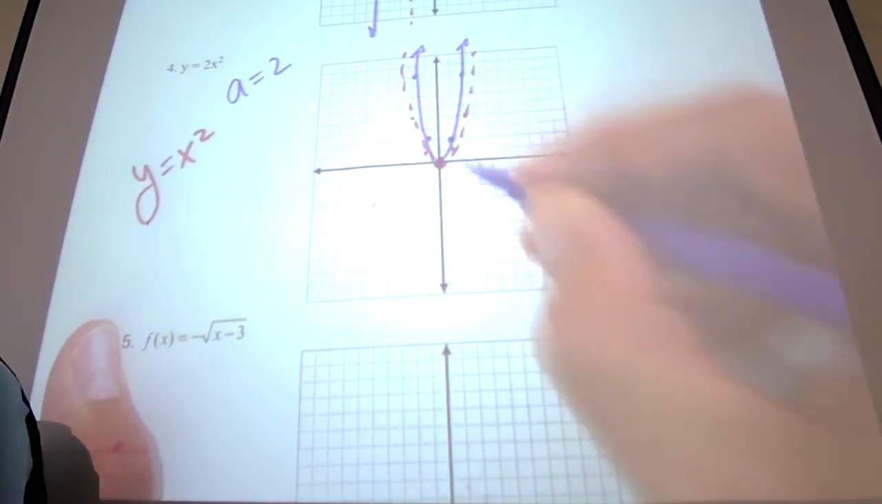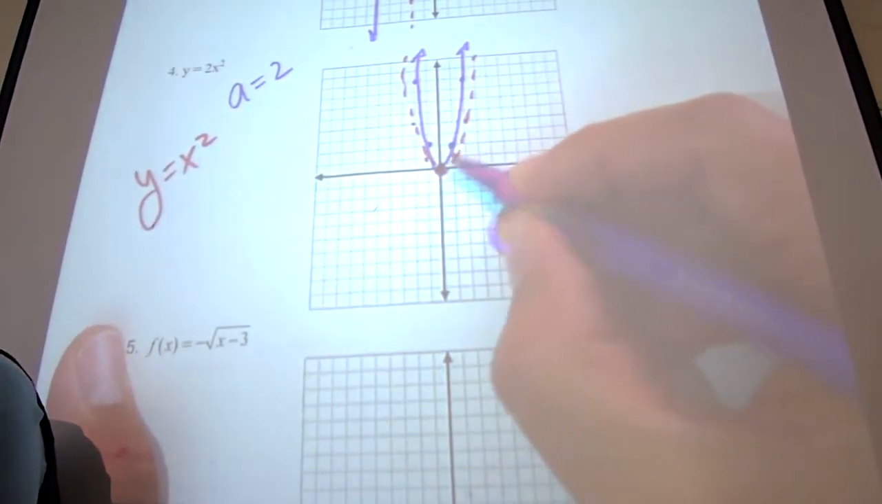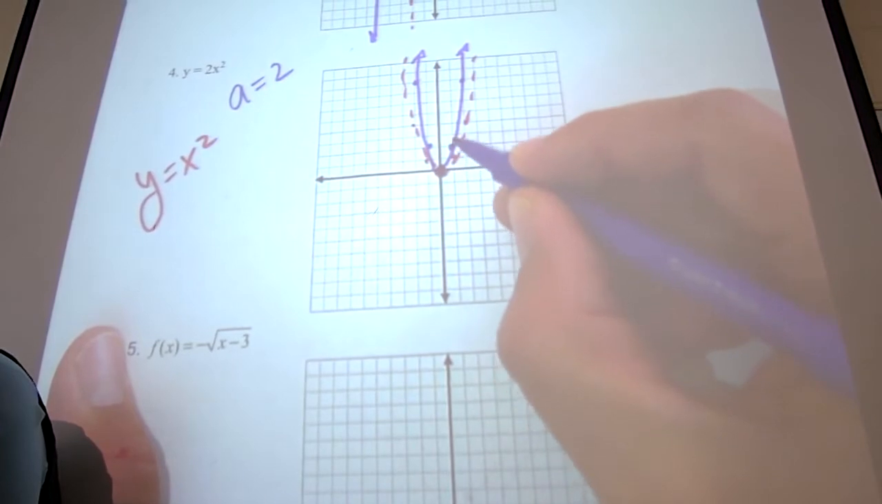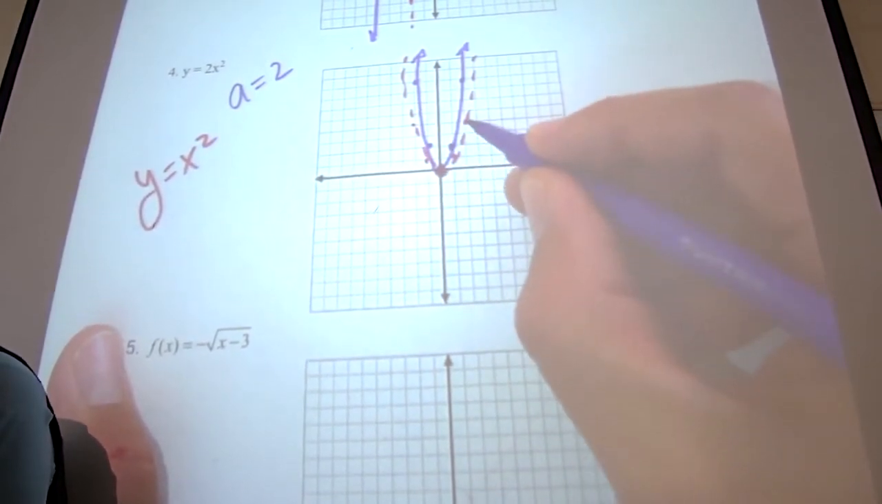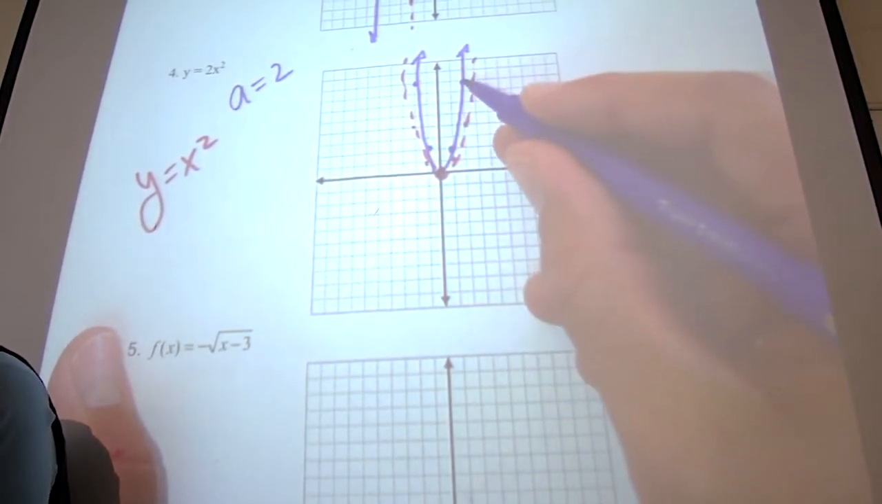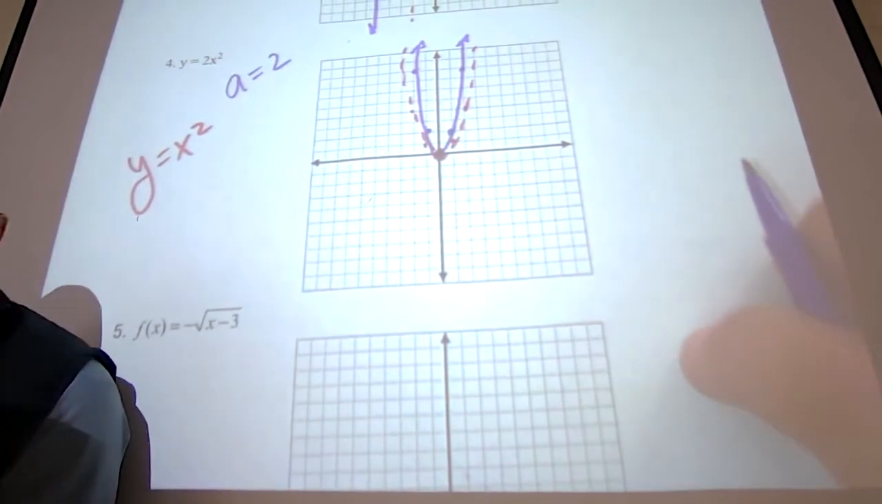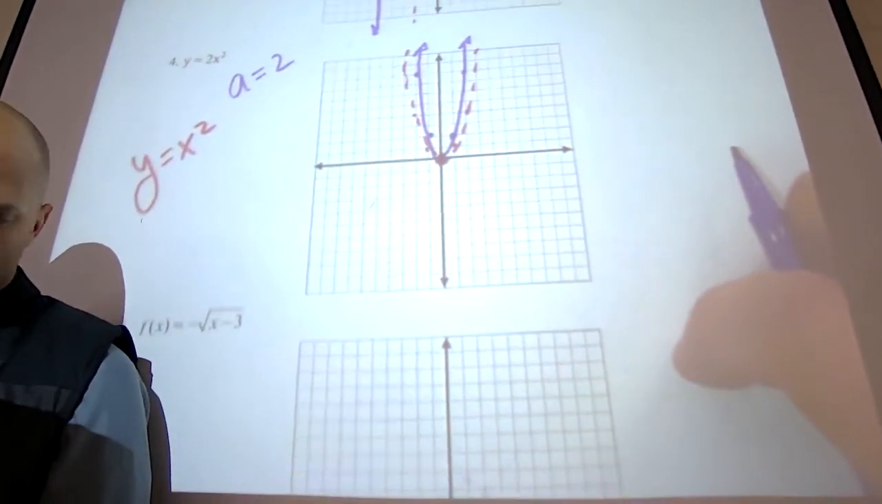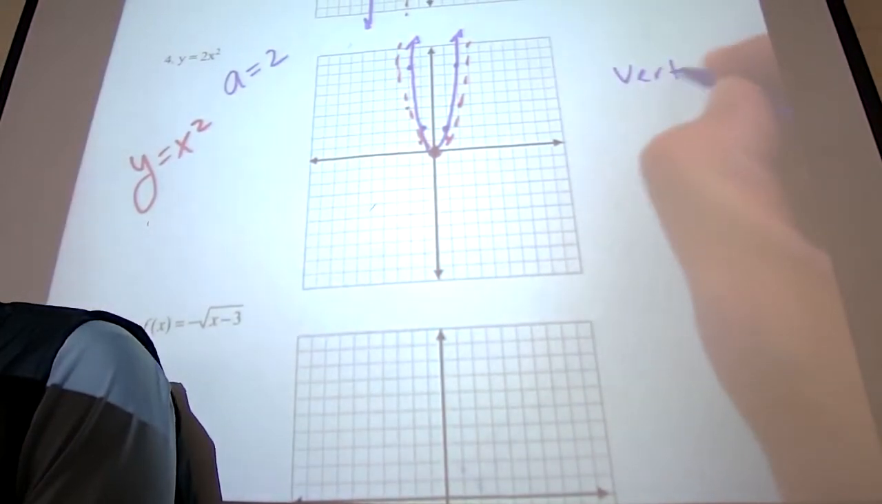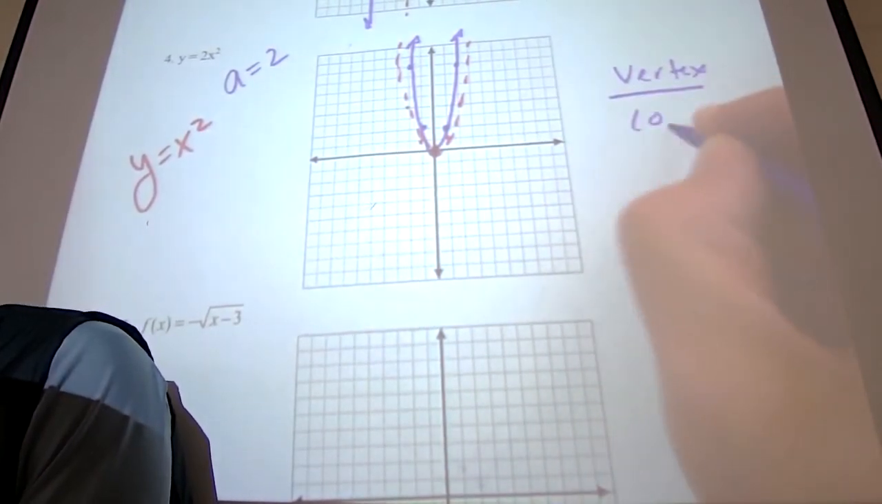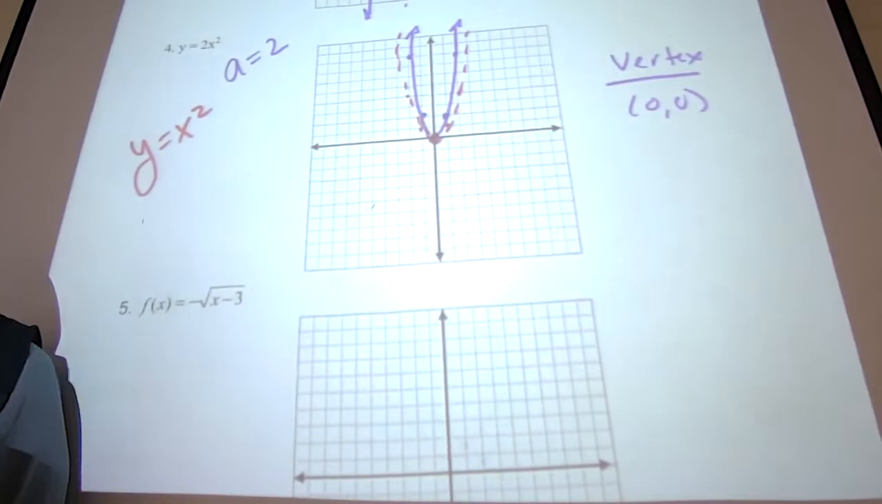Okay, if I look at the normal graph, it's over 1, up 1. Well, now it's over 1, up 1 times 2 is 2 boxes. Normally it's over 2, up 4. Well, now it's over 2, up 4 times 2 is 8 boxes. So that's the idea. That guy's been stretched by a factor. Okay, vertex still stays the same. The vertex hasn't moved. It's still at 0, 0. It's all the other guys that are getting stretched.